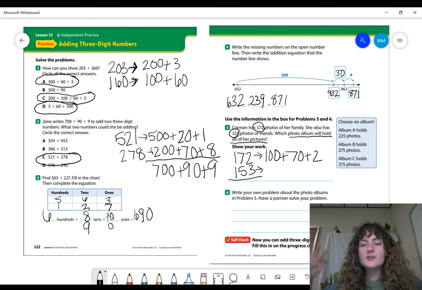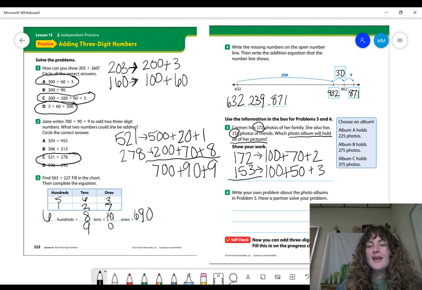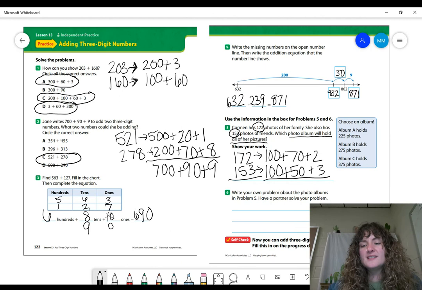All right, so let's double check. So 153, 100 plus 5 tens, so a value of 50, plus 3 ones. Now I'm going to find my whole. So I'm going to start with my ones. I have 5 ones, because 3 plus 2 is 5. Then I go to my tens place. So I have 70 plus 50. So looking at my tens, 7 plus 5 is 12.